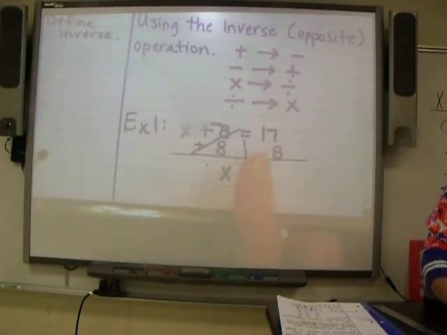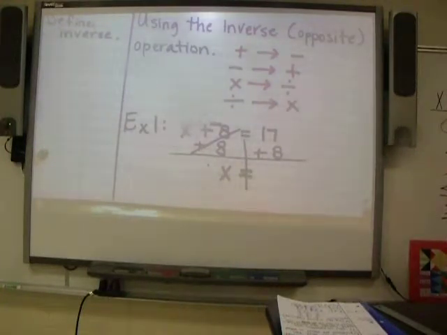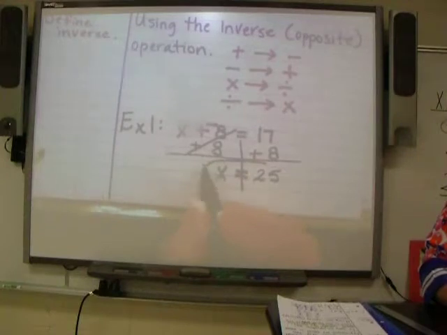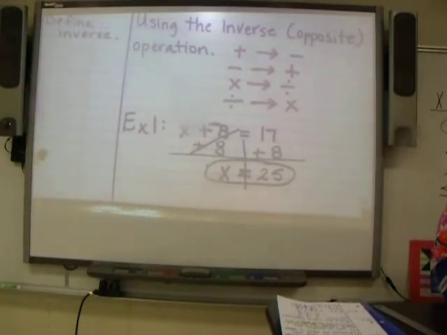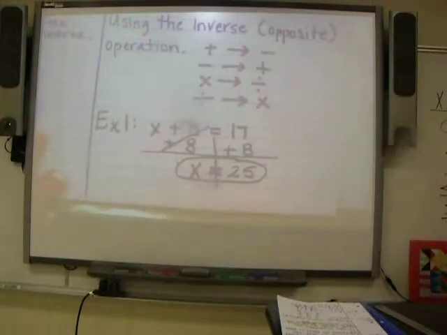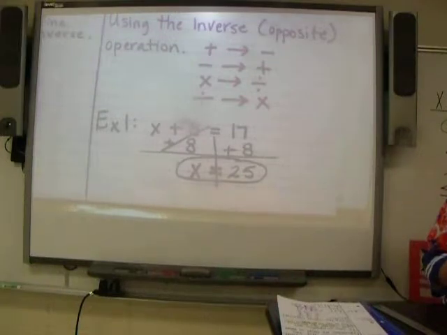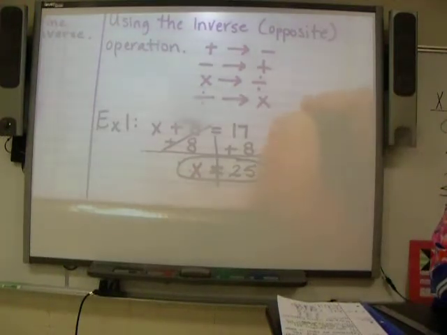Now, what is 17 plus 8? 25. This is the solution. But when you are solving equations, there is no reason whatsoever why you should ever get one wrong, on anything I give you, on the EOG, on any math test. Because you can check these.